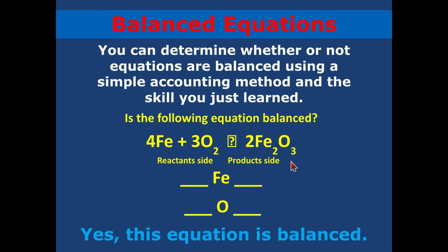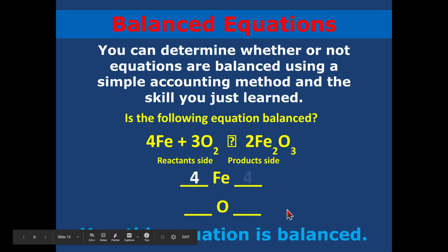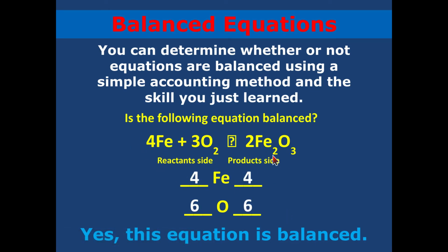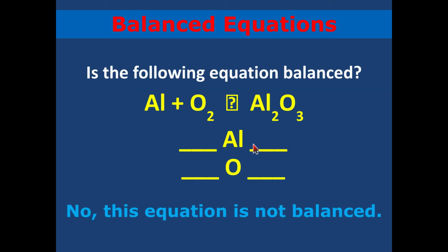So that would be 6. And then this 2 multiplies to the O as well. So 3 times 2 is 6. So yes, the equation is balanced. 4 and 6, both on the reactant side and the product side. RYP. So is this one balanced?